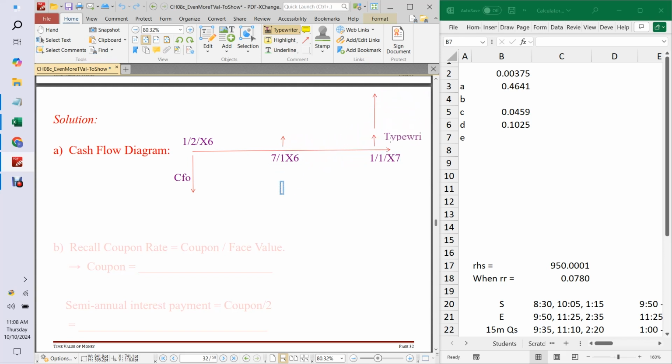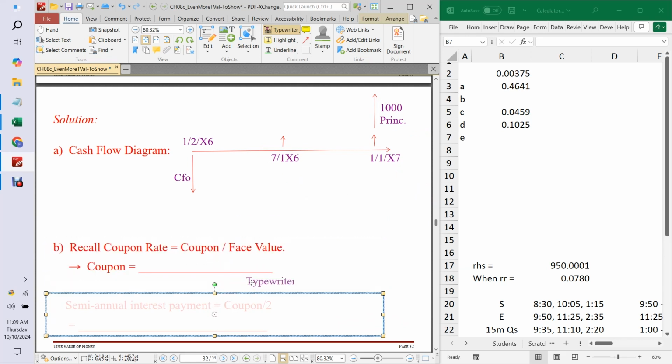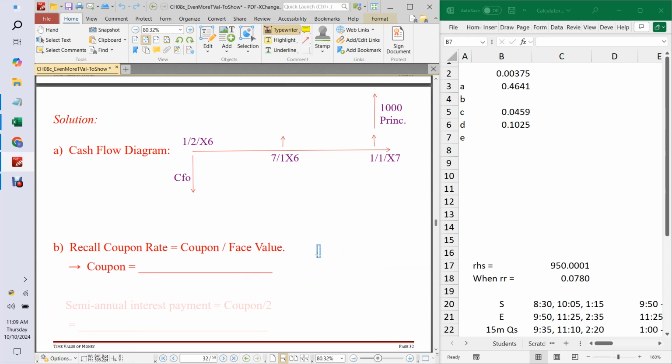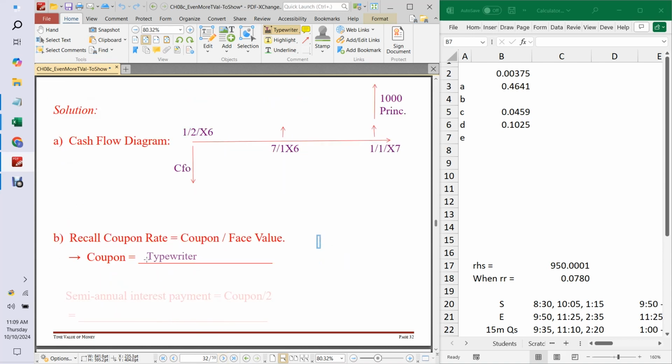And we want to know all these numbers. We're already told that the principal is 1,000, so that'll be coming back. We've got to figure out what these interest payments are, but we'll get there. So for B, we're asked to find the coupon. So we know the coupon rate, I think. Let's see what we're told here. Yeah, 10% coupon rate, 1,000 face value. So the coupon is equal to the coupon rate times the face value, and that's equal to 10% times 1,000, and that's equal to 100.